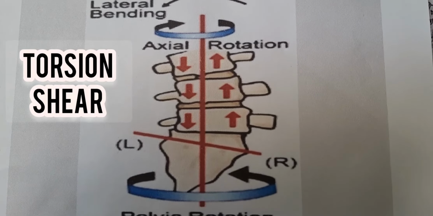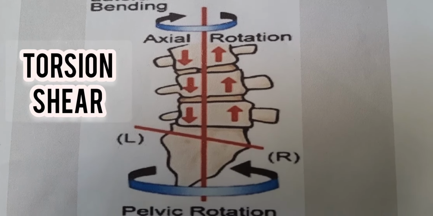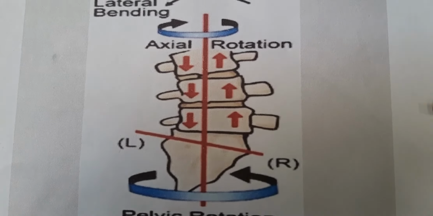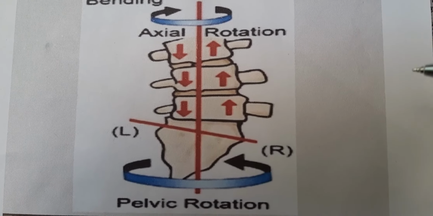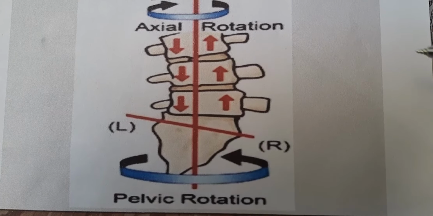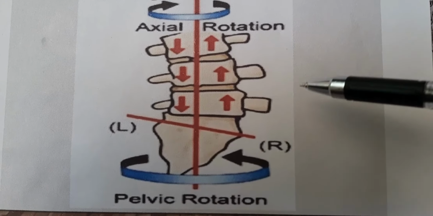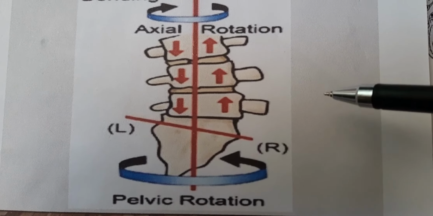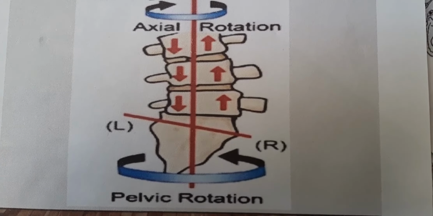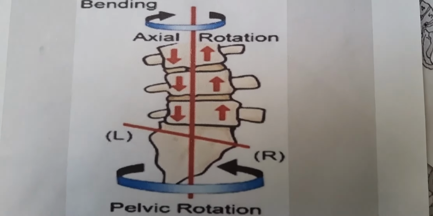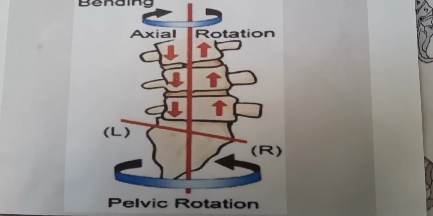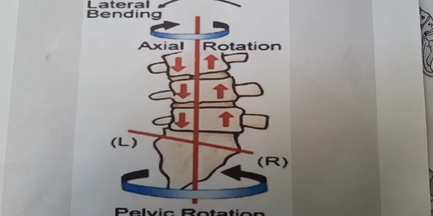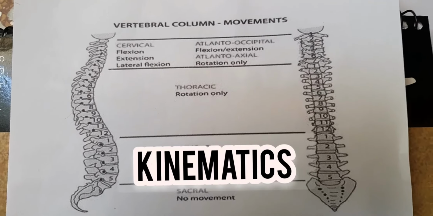There are two other types of movements as well: torsion and shear. Torsion forces are created during axial rotation that occurs as part of the coupled motion that takes place in the spine. This kind of force tries to twist the bone along the long axis. You can read about torsion and shear in detail by searching for them, or you can check them in your books. Now we will discuss the kinematics.